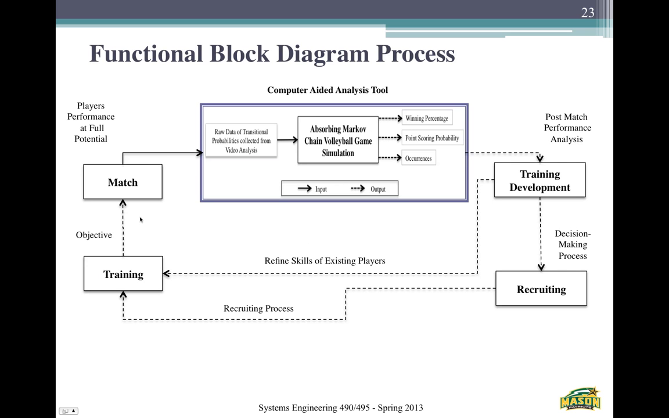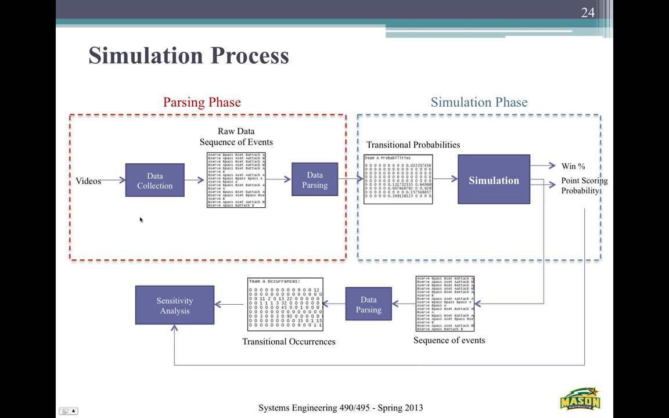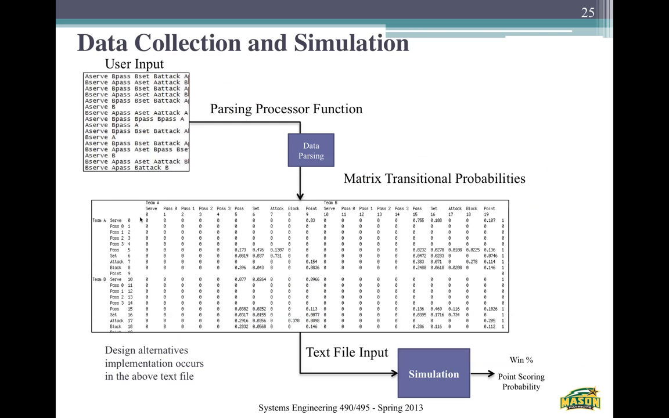So then again, this is just something I'm going to go over in more detail. Our simulation starts with videos and this post-game analysis tool, like I said before. This is where all of our raw data is collected, and then it parses the data using our Python script. Once we have this, our transitional probabilities can be inputted into our simulation, which outputs our winning percentage, point scoring probability, and also the sequence of events that occur within these matches. From that, we can parse and get our transitional occurrences, and then we can make a sensitivity analysis.